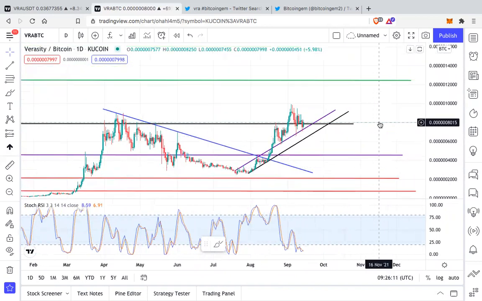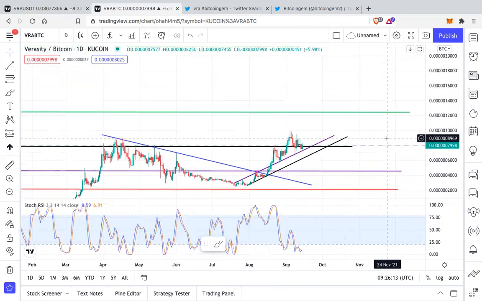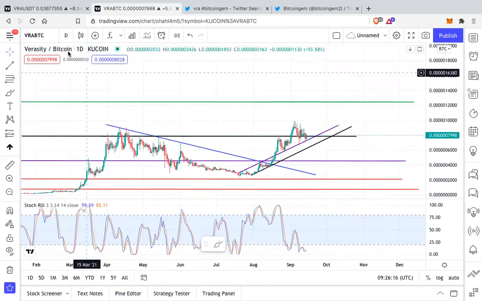I am expecting VRA to pump amazingly in the Bitcoin pair too. So overall things are looking good.